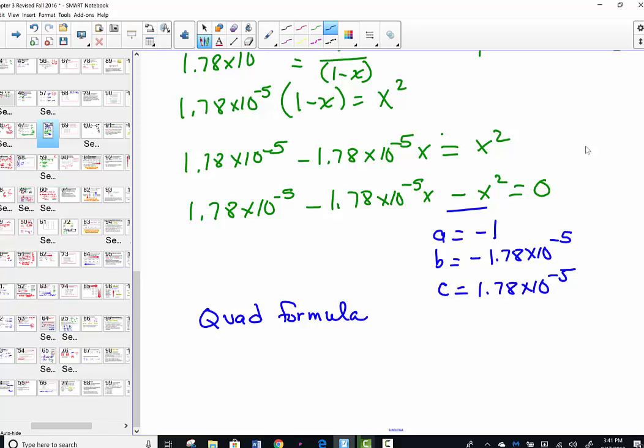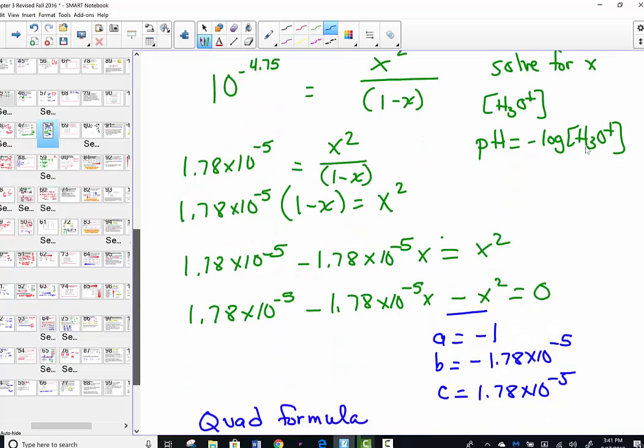So on my calculator, I hit program. Quad, Q-U-A-D is the program. And for the number for A, I'm going to put -1. For the letter B, it's -1.78 E -5. And letter C is the positive of the same value. And X comes out to be 0.00421 for X. And I'll tell you, because the concentration of X is significantly small, you could have tossed out the -X and you'd still find relatively the same answer.